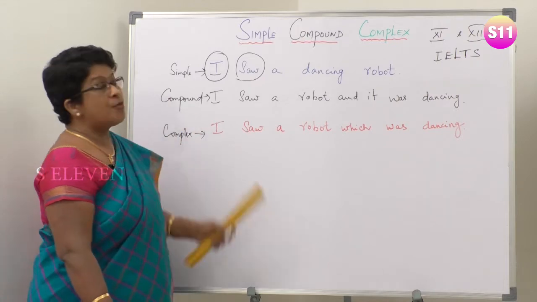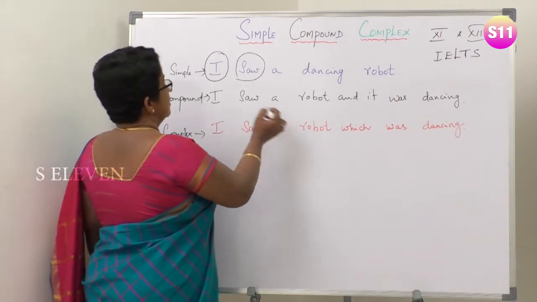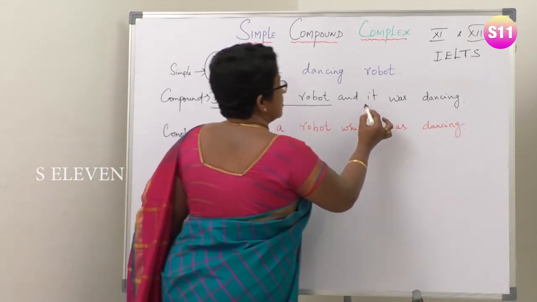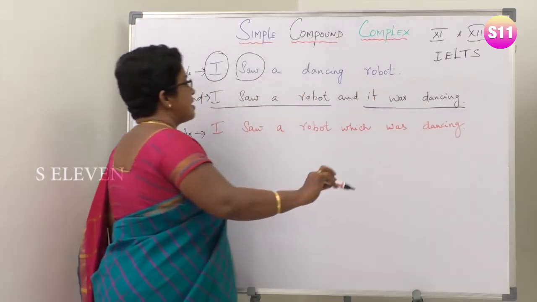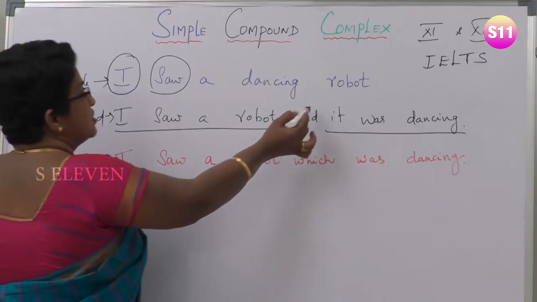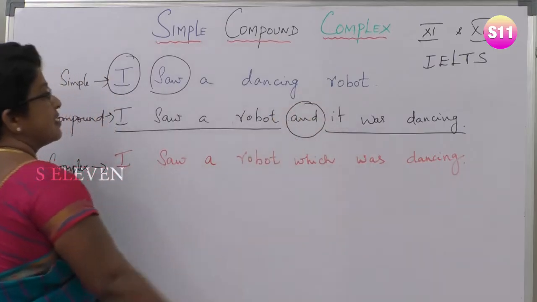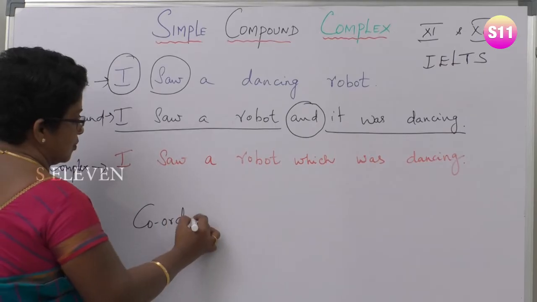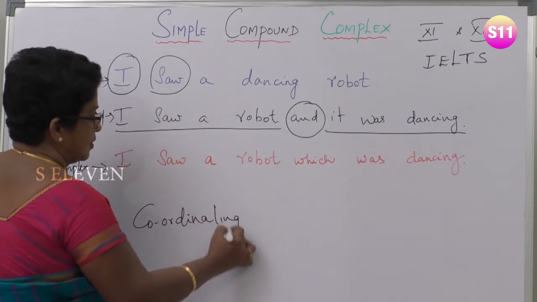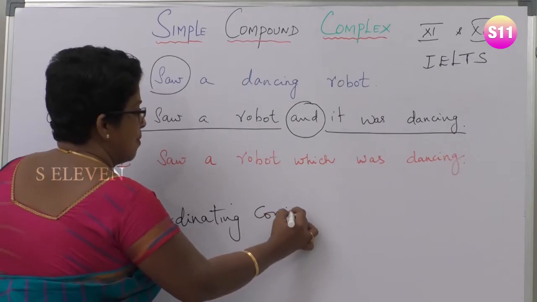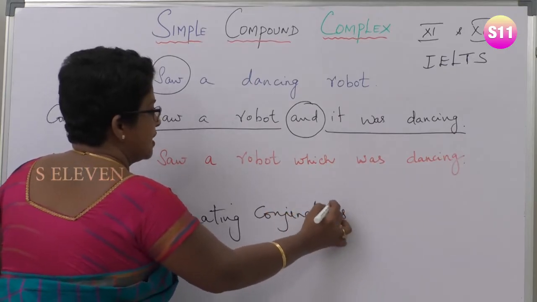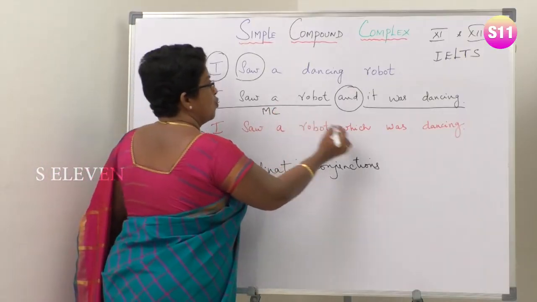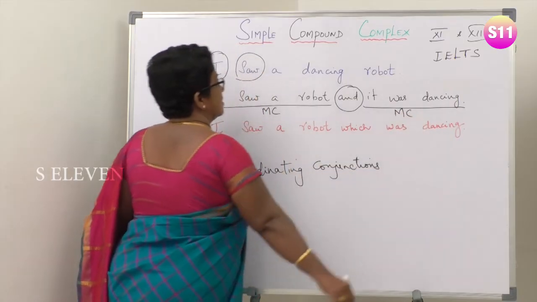Whereas the second one, compound sentence, it has two main clauses. I saw a robot. It was dancing. That is, the robot was dancing. Now it is joined by a conjunction, and this conjunction is called a coordinating conjunction. So compound sentences will have coordinating conjunctions, and they'll have more than one main clause.